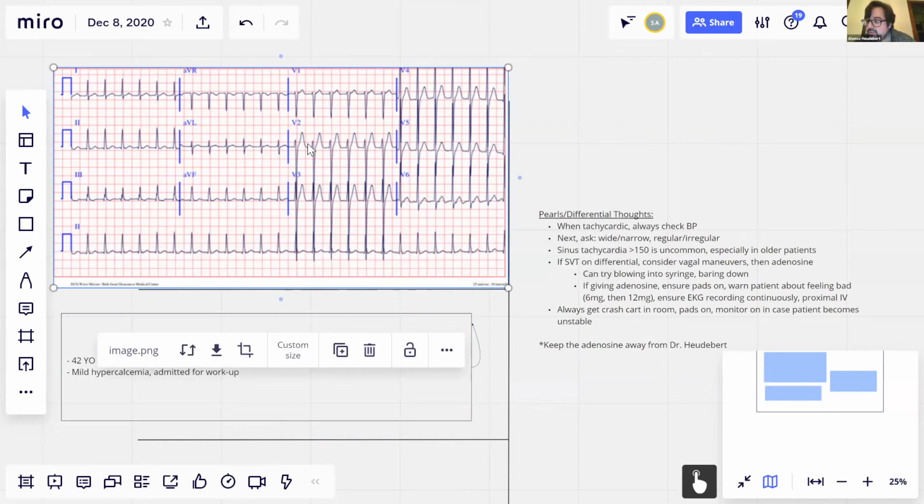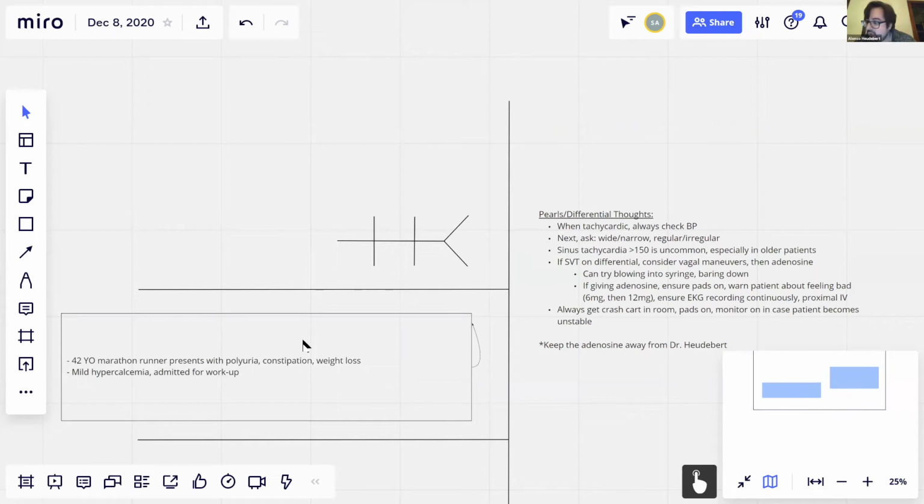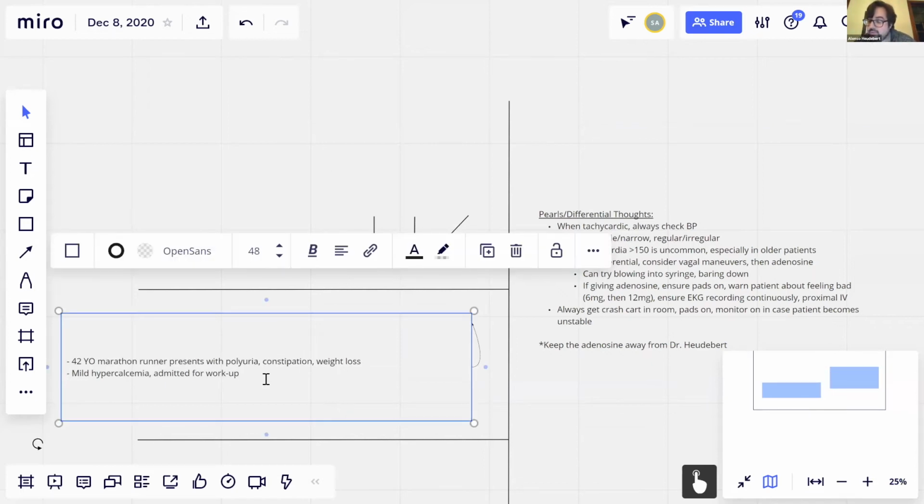He's getting some IV fluids overnight when you get a call for bradycardia, heart rate in the 40s while the patient is sleeping. The nurse was nervous. She woke the patient up, and he says he's asymptomatic.